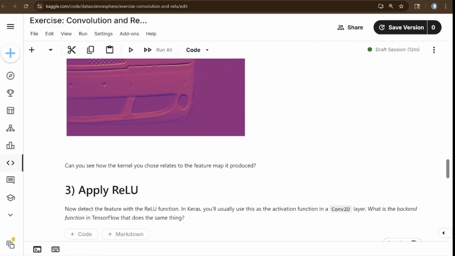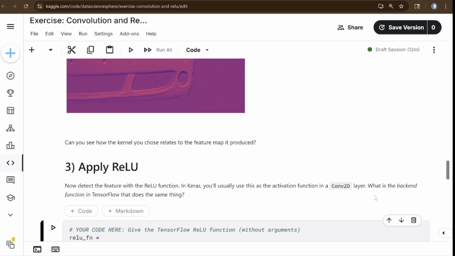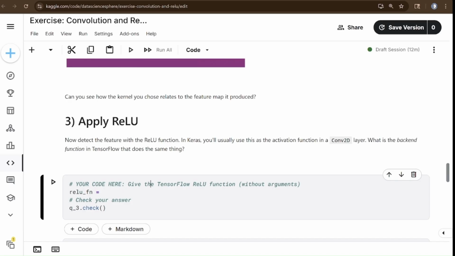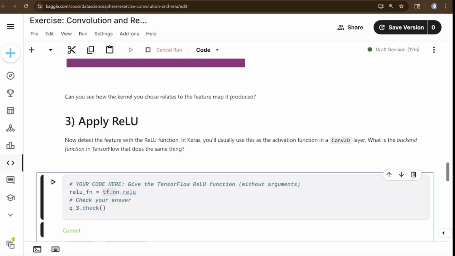Okay, now apply ReLU. Now detect the feature with the ReLU function. In Keras, you can do it in Conv2D. There you can write activation equal to ReLU, but the backend function is the same. In both cases, it is tf.nn.relu, that is ReLU. Okay, now let me run this.